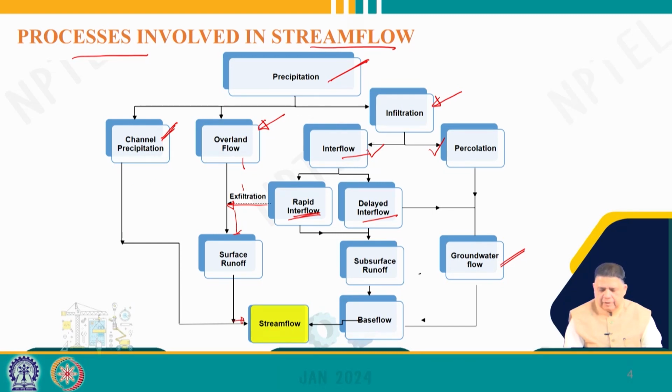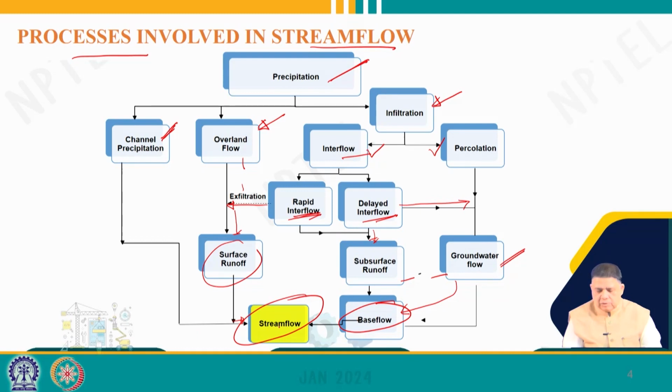That is one component of the streamflow. On the other side, we have delayed interflow. A part of that joins the percolation and joins the groundwater, but a component of rapid as well as delayed interflow forms subsurface runoff. So, there is surface runoff, there is subsurface runoff, and there is groundwater flow. This subsurface runoff and groundwater join together to form base flow. And this overland flow or surface runoff plus base flow combined together form the streamflow.